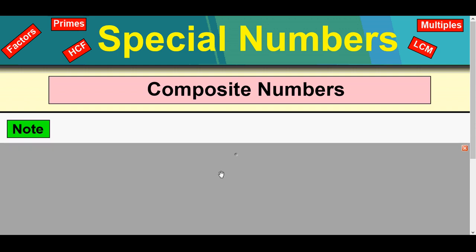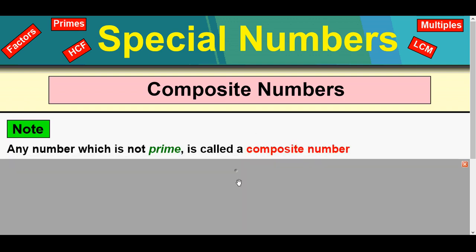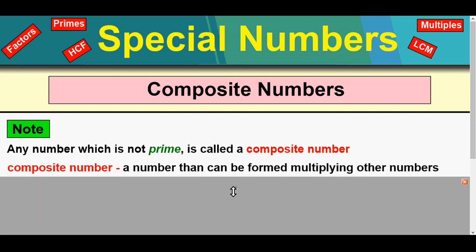Right, finally, I'm going to look at a thing called composite numbers. So composite numbers are basically any numbers that are not prime. So any number that's not in the list of prime numbers is called a composite number. There's more composite numbers than prime numbers. Now, the definition of a composite number is a number that can be formed by multiplying other numbers, or formed is like composed, which is where the word composite is coming from. So a number that's composed of other numbers is why it's not prime, basically.